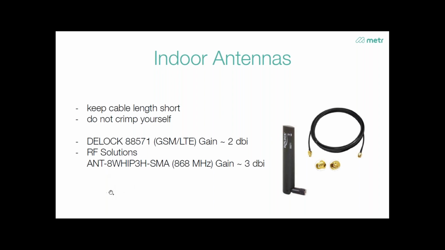And then we tried some antennas to work with. We tried various ones. We ended up with D-Log 88571 for our GSM antenna, where we have roughly a gain of 2 dBi, which is pretty good actually. And for our 868 megahertz antenna, we're using RF Solutions. There we have an antenna, you can see it there. And we have a pretty good gain there of 3 dBi, which we're very happy with. So you see that if you try out other antennas, you will actually see a huge difference there. So it's quite good.